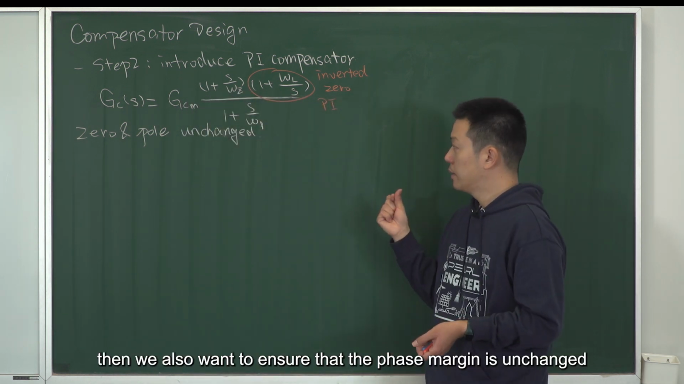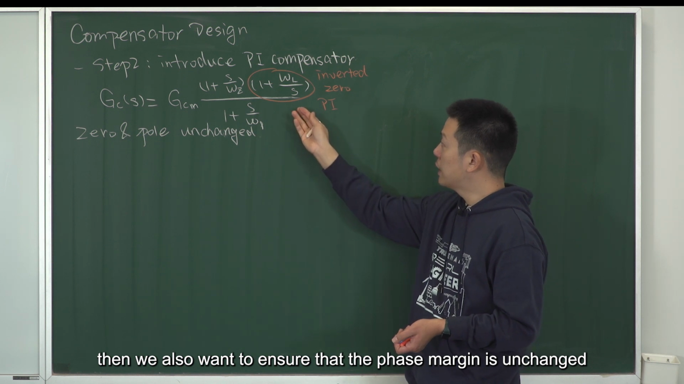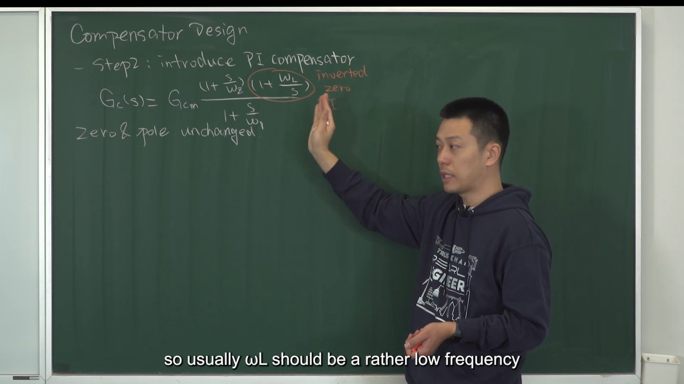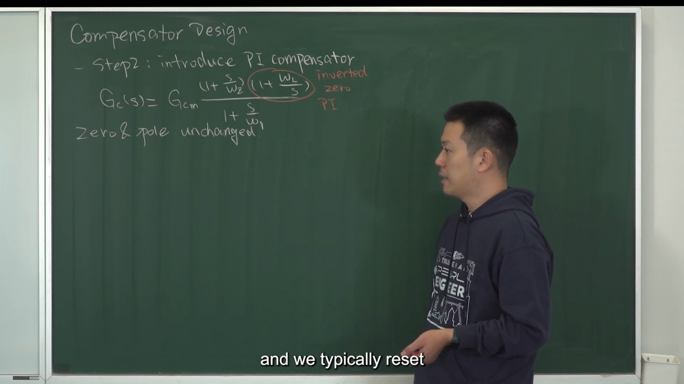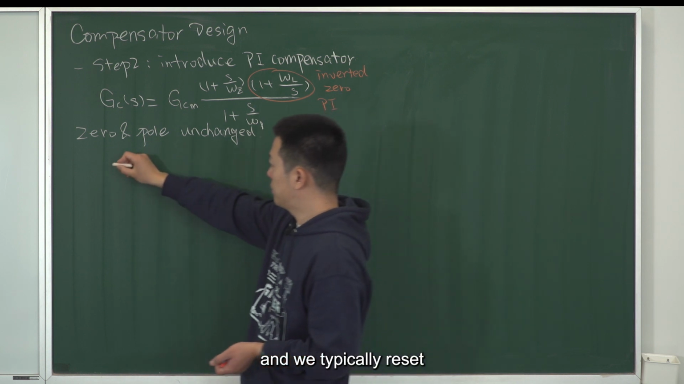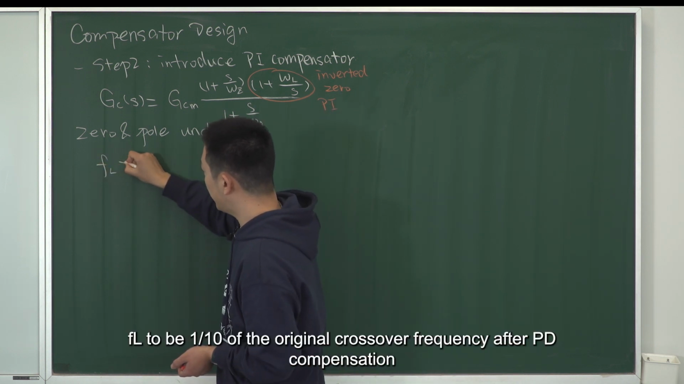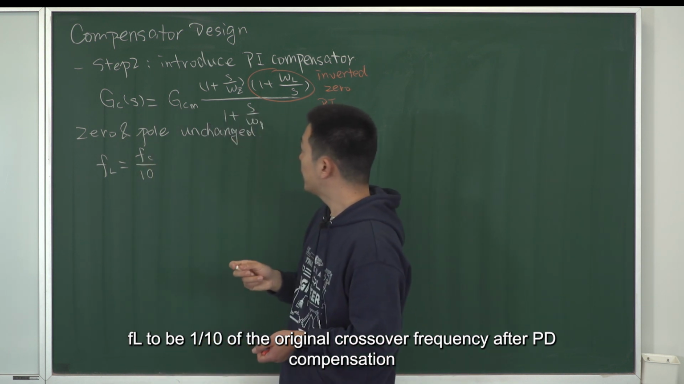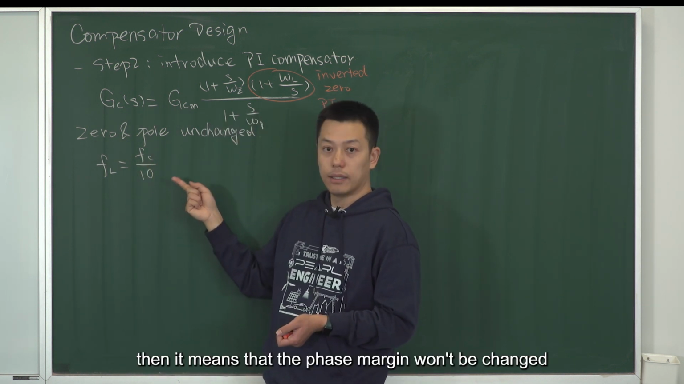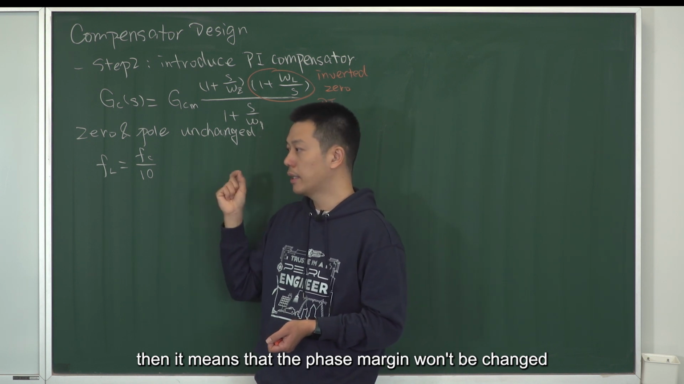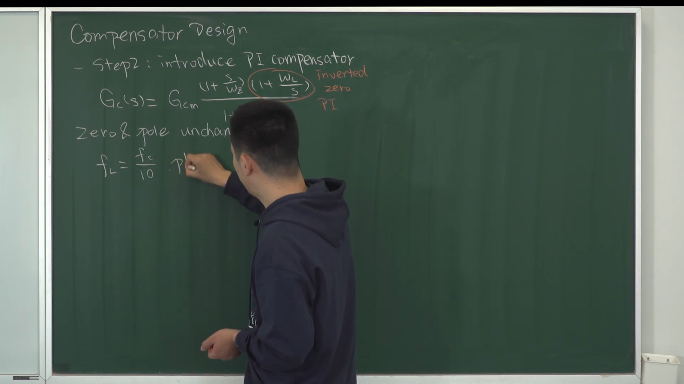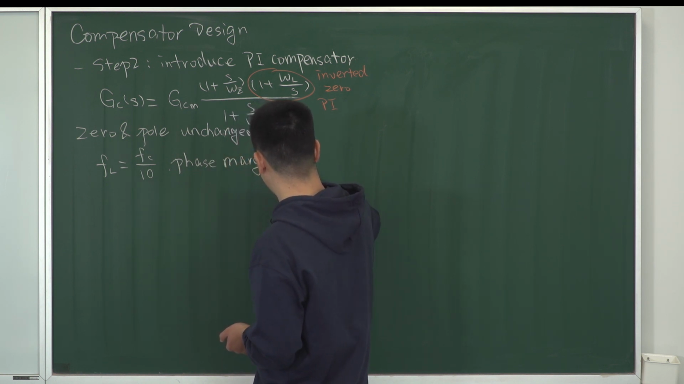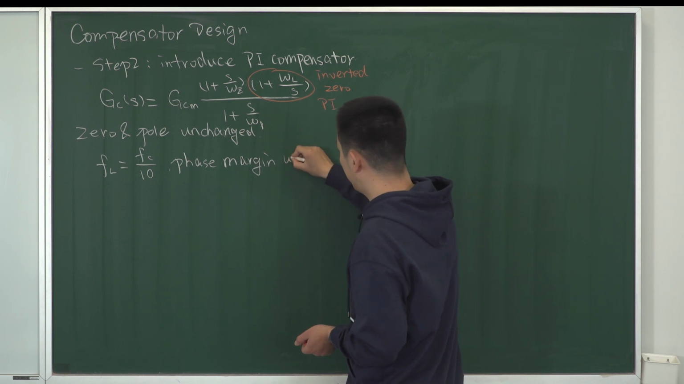Then we also want to ensure that the phase margin is unchanged. So usually omega L should be a rather low frequency. And if we set fL to be 1/10 of the original crossover frequency after PD compensation, then it means that the phase margin won't be changed.